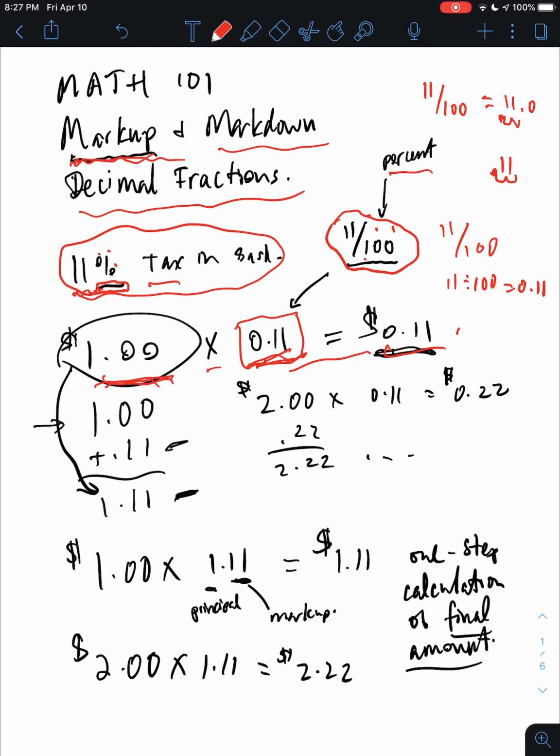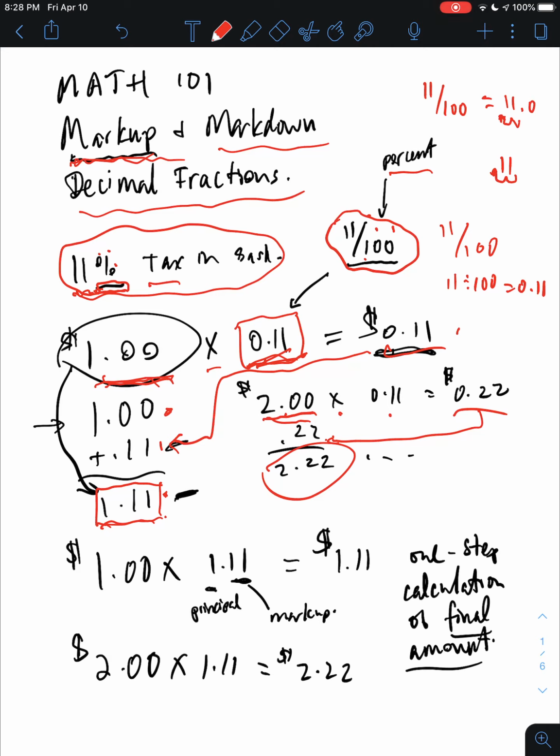I take that amount of tax, I add it to the principal, which is the original price, and I get my final cost at the till. So that's $1.11. $1 goes to the retailer, and 11 cents goes to the government. All right, now if my amount was $2 instead of $1, I do the same steps, but just with $2. So $2 times 0.11 or 11% is 22 cents in tax. I add that amount on to my principal. My principal was $2. I add the 22 cents on, and I get a final price of $2.22.